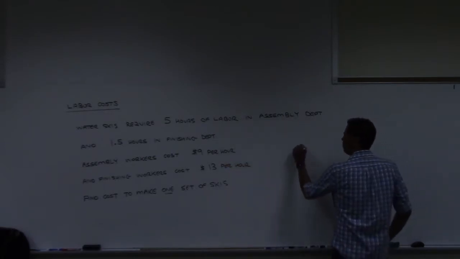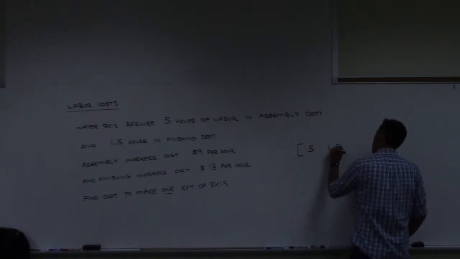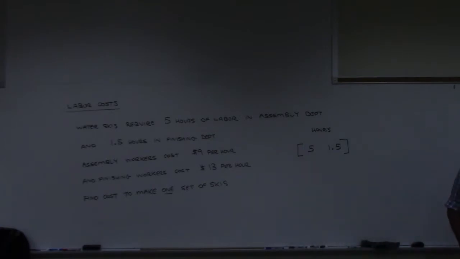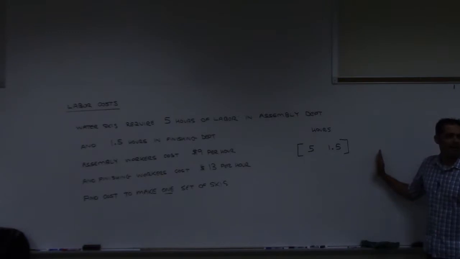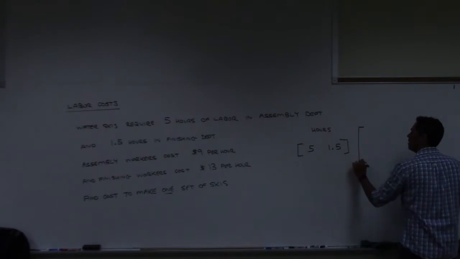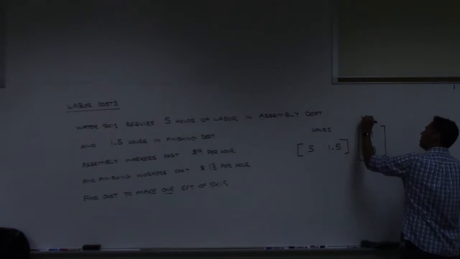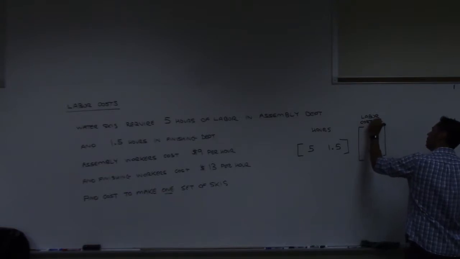So I'm going to write down two matrices. The first one is going to be 5 and 1.5. This I could look at as being my hours matrix. It takes 5 hours for assembly, 1.5 hours for finishing, right? And then over here, I'm going to have my labor cost. I'm going to write that as a column, 9 and 13. And this is my labor cost per hour.